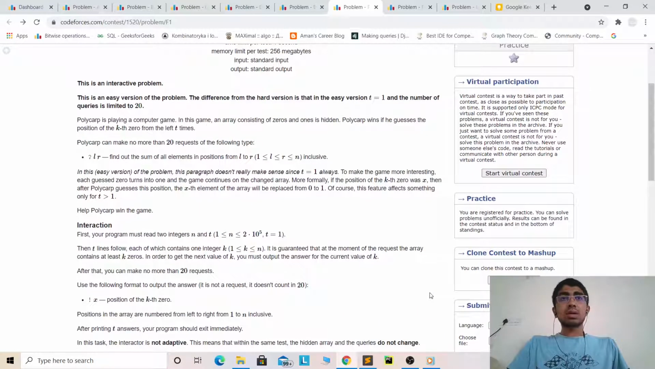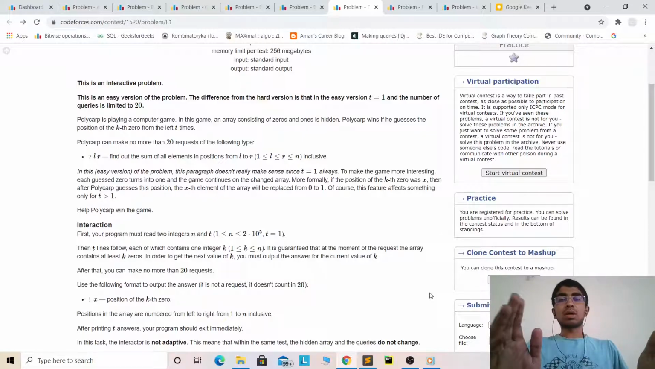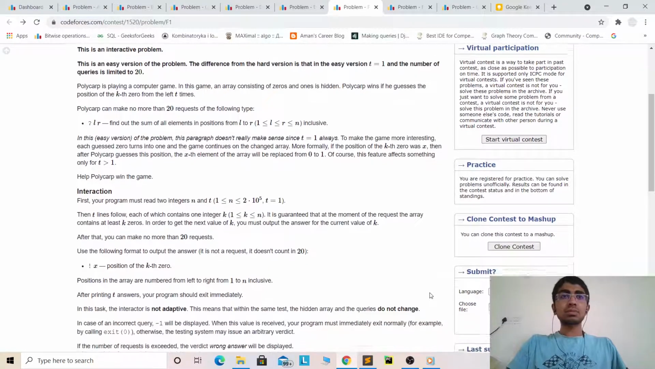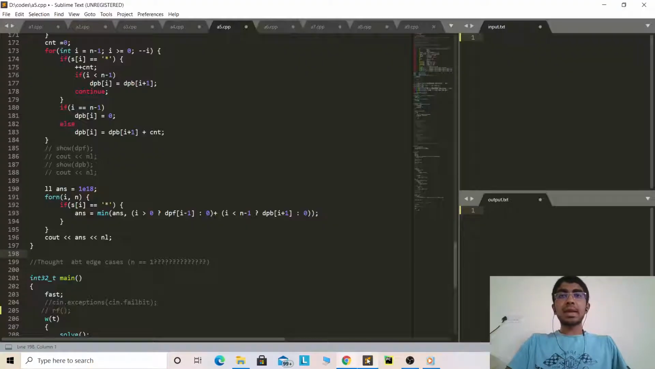Because log n is less than 20, if we use a binary search, we can find the answer within 20 queries. Starting from the entire segment, we go into either the left or right half, and ultimately we get the correct position of the kth 0. Okay, so let me explain the code only.